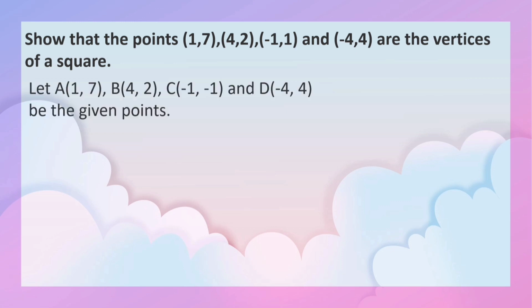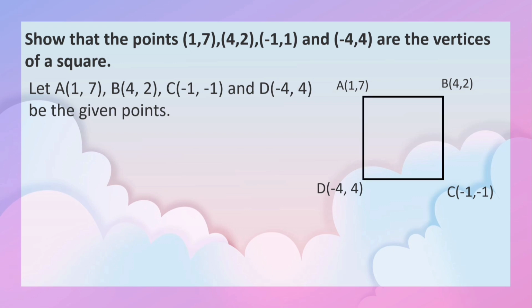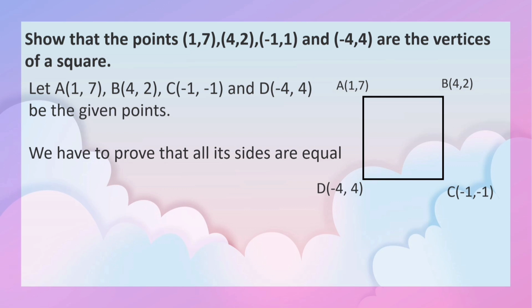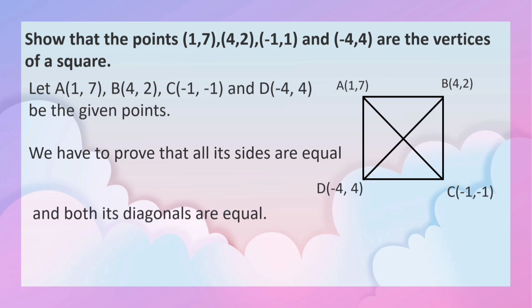Now, let A (1, 7), B (4, 2), C (-1, -1) and D (-4, 4) be the given points. Now let us join the points to get a shape like this, that is a quadrilateral. Now we have to prove that all its sides are equal. And let us also join the opposite vertices to get diagonals. And we have to prove both of its diagonals are equal.